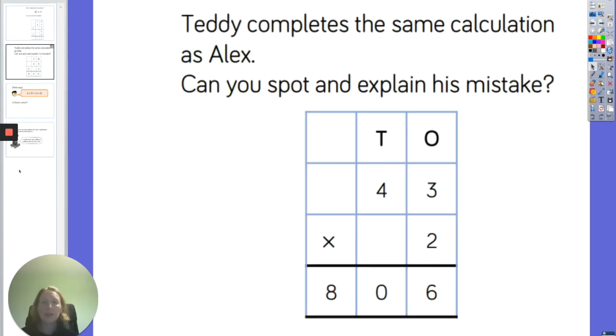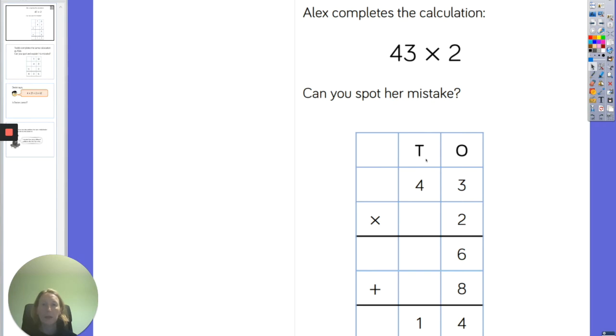Now this is Teddy. Teddy has completed exactly the same calculation as Alex, 43 times 2. He thinks the answer is 806. And my question to you is, can you spot and explain his mistake? What is it that he has done? So like I said, pause if you need to, because now I'm going to talk you through as best I can what I think Alex and Teddy did, and just see if you agree and if you spotted the same mistake as I did.